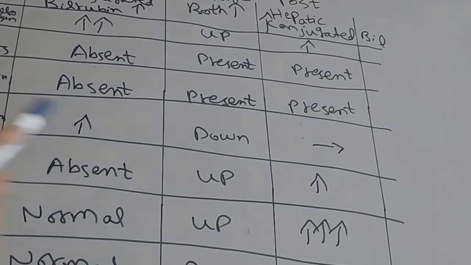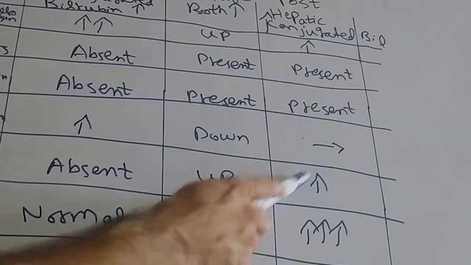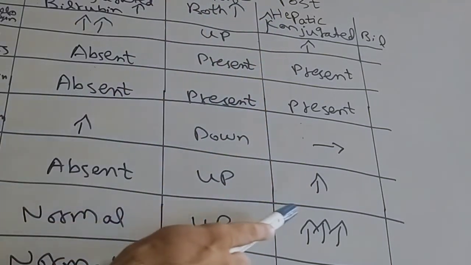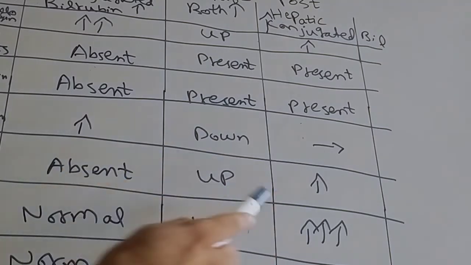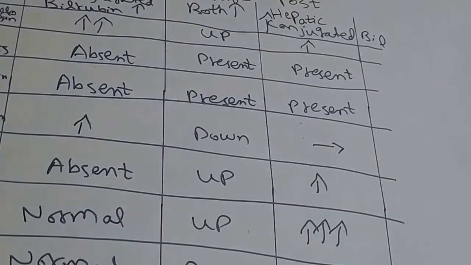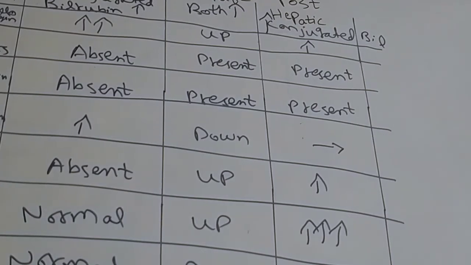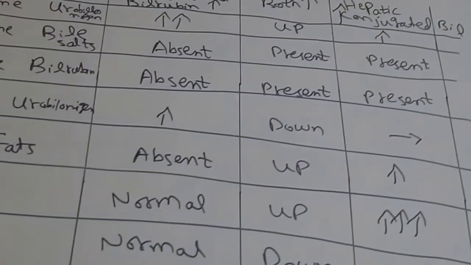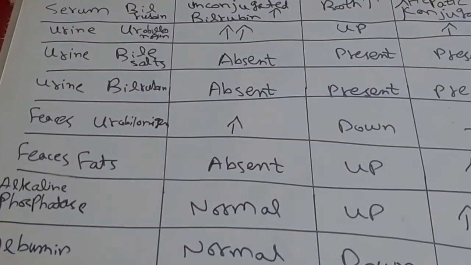The level of urobilinogen in the feces is normal in post-hepatic jaundice, and the level of fats in the feces is high. The level of alkaline phosphatase is very high in post-hepatic jaundice. And the level of albumin is very low. So in this lecture I have explained the three types of jaundice, which are pre-hepatic, hepatic and post-hepatic jaundice, and I hope you have understood it well.